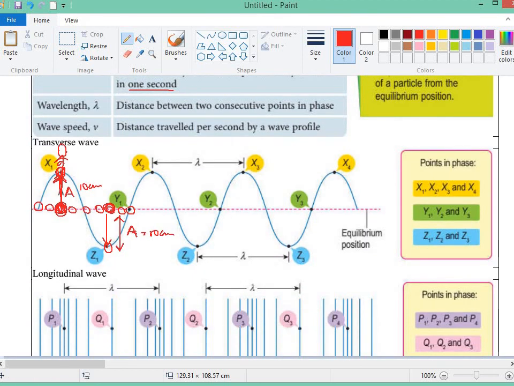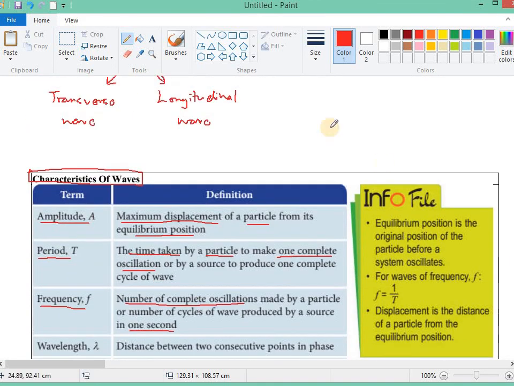So period and frequency are reciprocals of each other. That means period is equal to 1 over frequency, and frequency is 1 over period. Reciprocal to each other. So if you know period, you can calculate frequency. If you know frequency, you can calculate period.